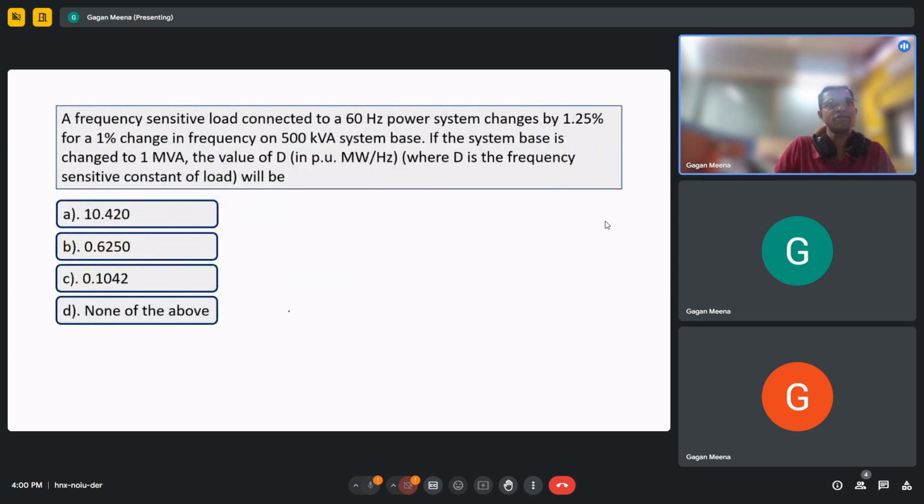So now let us move to the numerical questions. We'll see them in detail, one by one. So you can ask any doubt if you have.